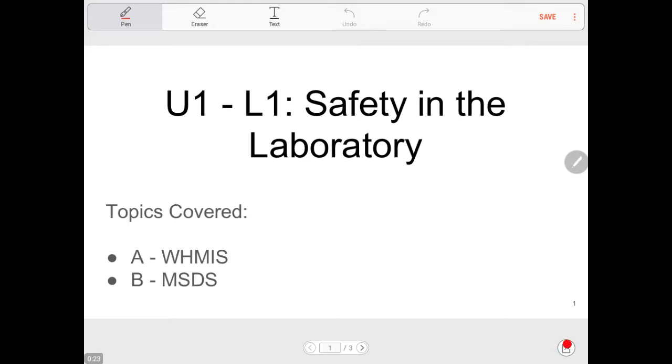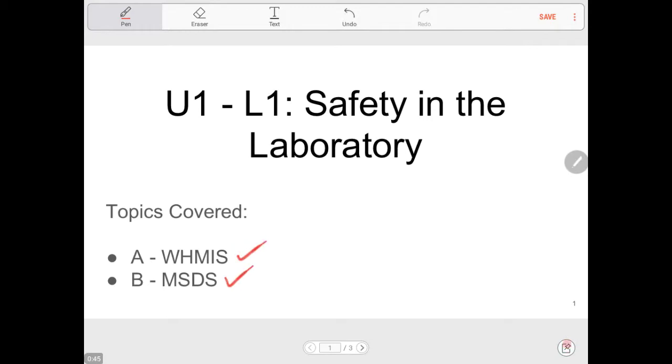Now, the majority of this information can be found in your textbook, and I don't want to go over this too much, but there are two main concepts that I just need you to be aware of, and I'm going to assume, whether you remember it or not, you probably have covered this material in earlier courses. The two things that we're talking about today are going to be A-WHMIS and MSDS.